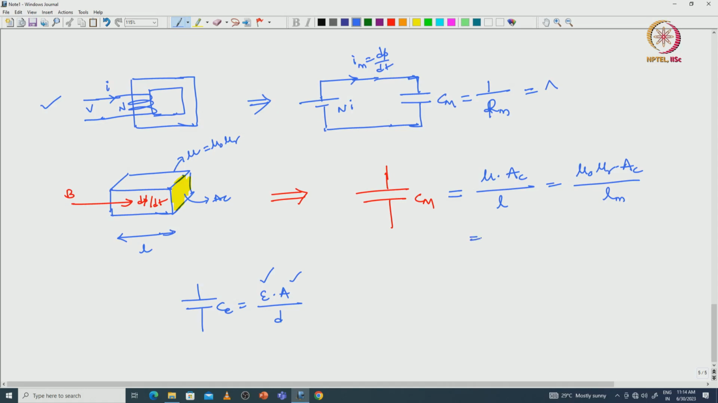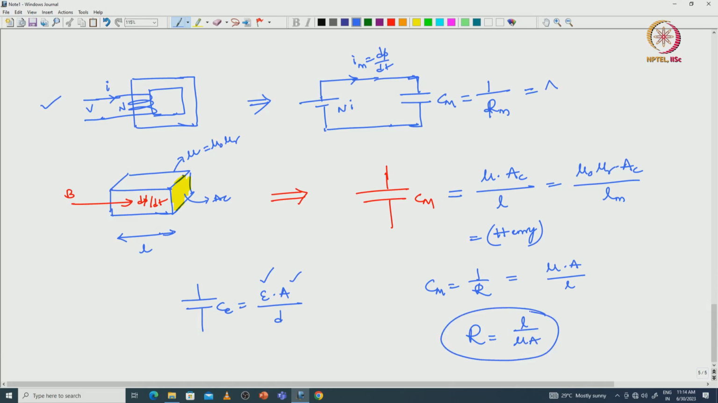It is represented in Henry units. Cm is equal to 1 by reluctance, and this value is equal to mu A by L. From here we can express reluctance as L by mu A. It is not the equivalent of a resistive model, it is the reciprocal with respect to the magnetic capacitance.